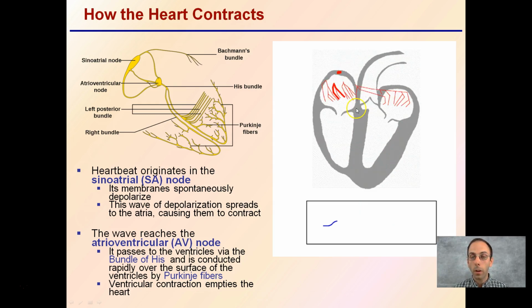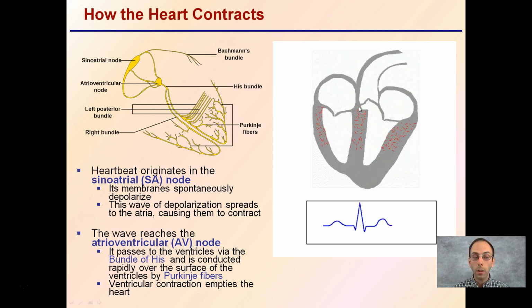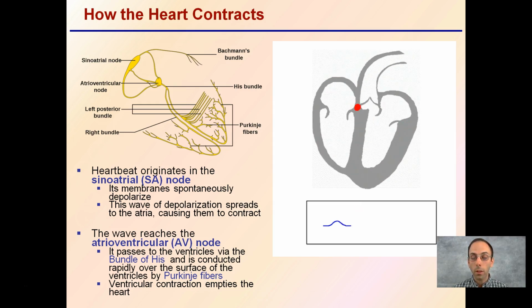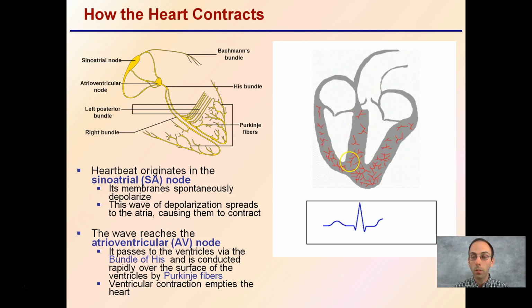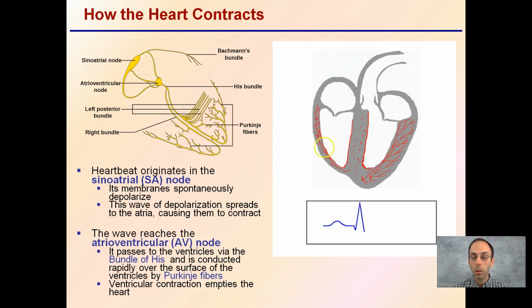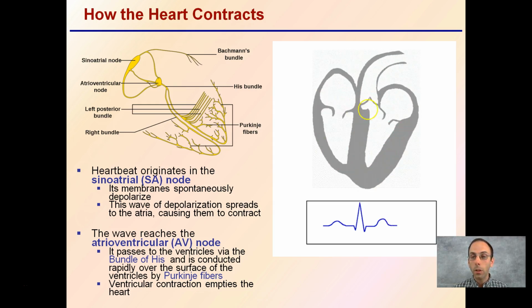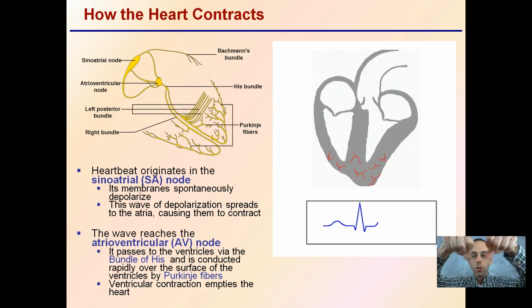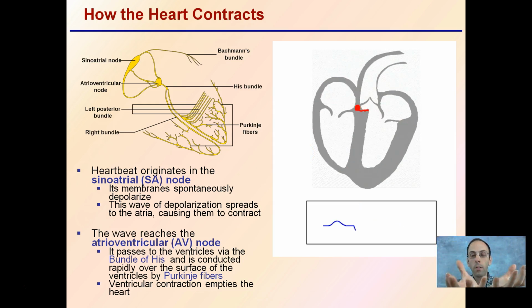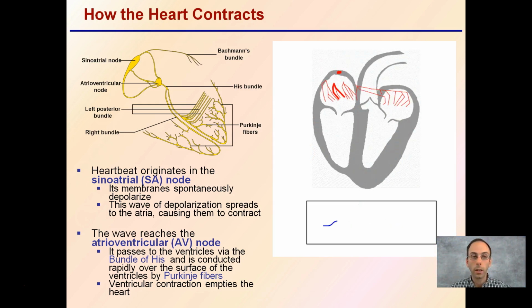This second portion right here, this is the AV node, or the atrioventricular node. This passes to the ventricles via the bundle of His and is conducted rapidly over the surface of the ventricles in the Purkinje fibers, as we see here. Ventricle contraction empties the heart. And if we notice here, our atria contract first, followed by both of our ventricles contracting.